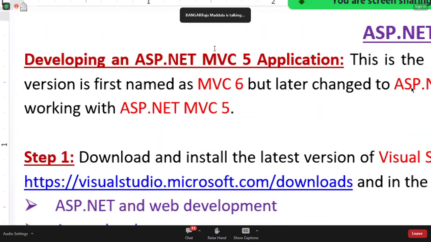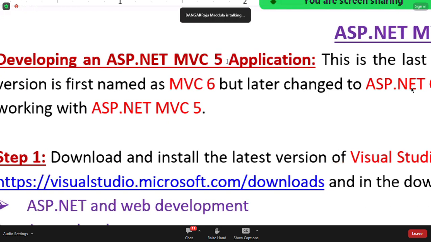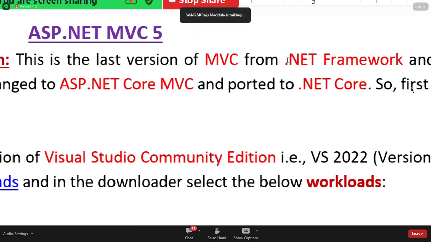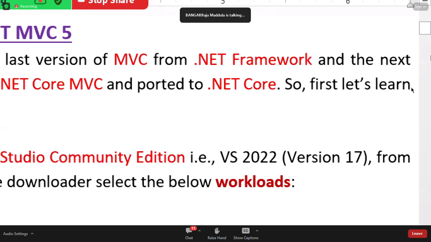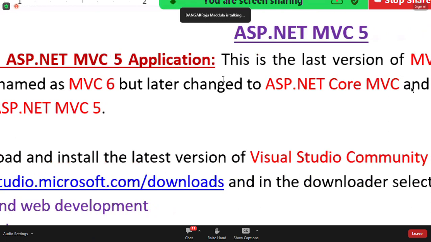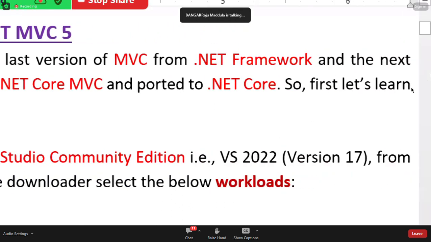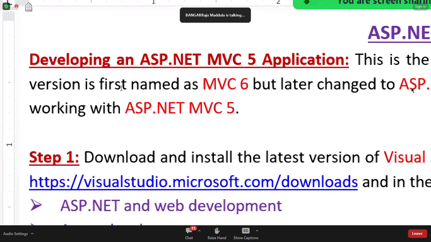What are we learning? MVC 5. Developing an ASP.NET MVC 5 application. This is the last version of MVC from .NET Framework, and the next version was first named MVC 6, but we have to change it to Core MVC. I said this point in the last class, remember? First they called it MVC 6, but the name changed to ASP.NET Core MVC and later to .NET Core. So first let us learn working with ASP.NET MVC 5.